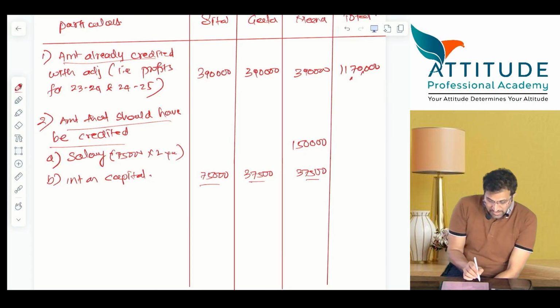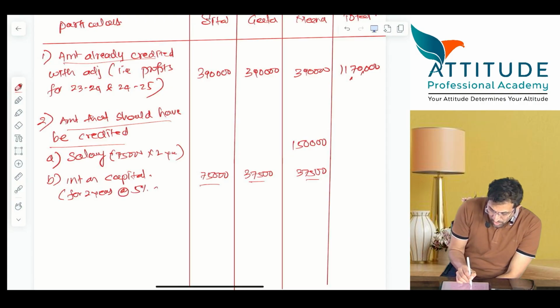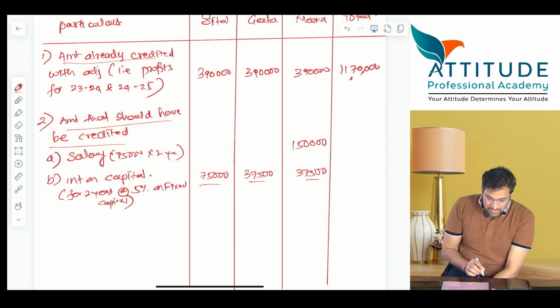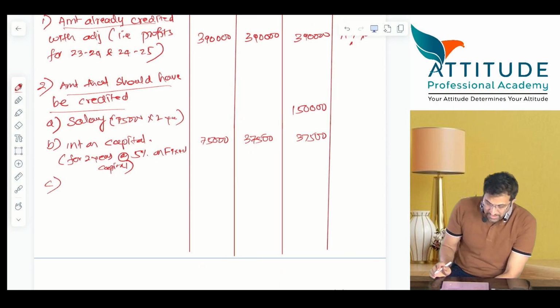Interest on capital is for 2 years at the rate of 5% on fixed capital. We'll give you this much. Is that clear? Next, tell me. Next, C.